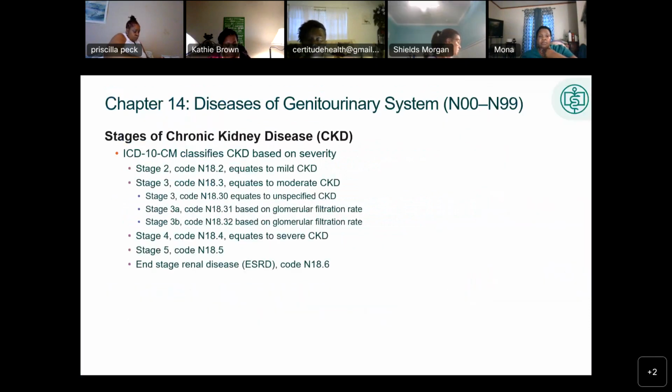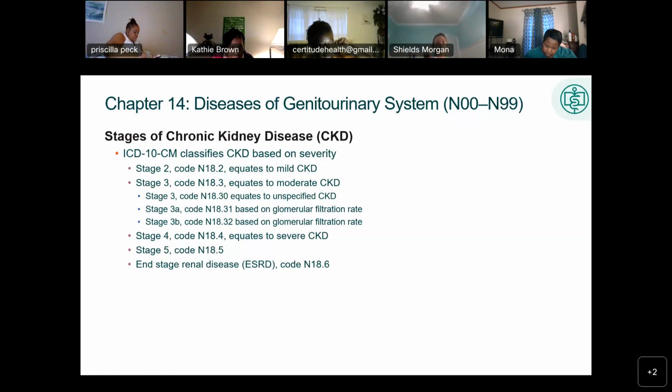Chapter 14 guidelines, however, can get a little bit sticky, but it is only one set of specifics in this chapter, and it's related to chronic kidney disease. So chapter 14 guidelines are diseases of the genitourinary system. The codes are N00 to N99. So a lot of codes, considering that is all related to either chronic kidney disease, chronic kidney disease with a kidney transplant, or chronic kidney disease with other conditions. And I don't know why it was so hard for me to say that just now.